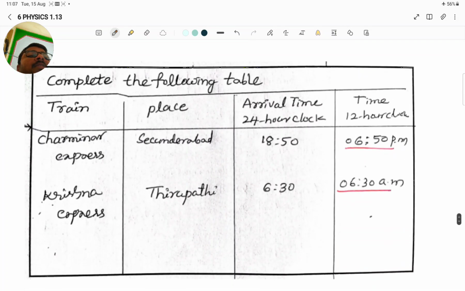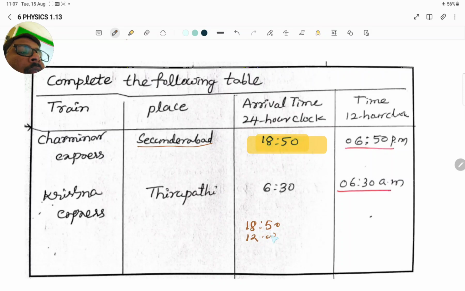So here one question is given, complete the following table. Train, place, arrival time. We have to convert the given time into 12 hours clock. They are given in 24 hours clock. See here, Charminar Express, Secunderabad. 18:50 is the time given. We have to convert it into 12 hours clock. 18 minus 12, how much do you get? 6:50 PM. Why? Because this time indicates noon to midnight. That's why we have to write PM.